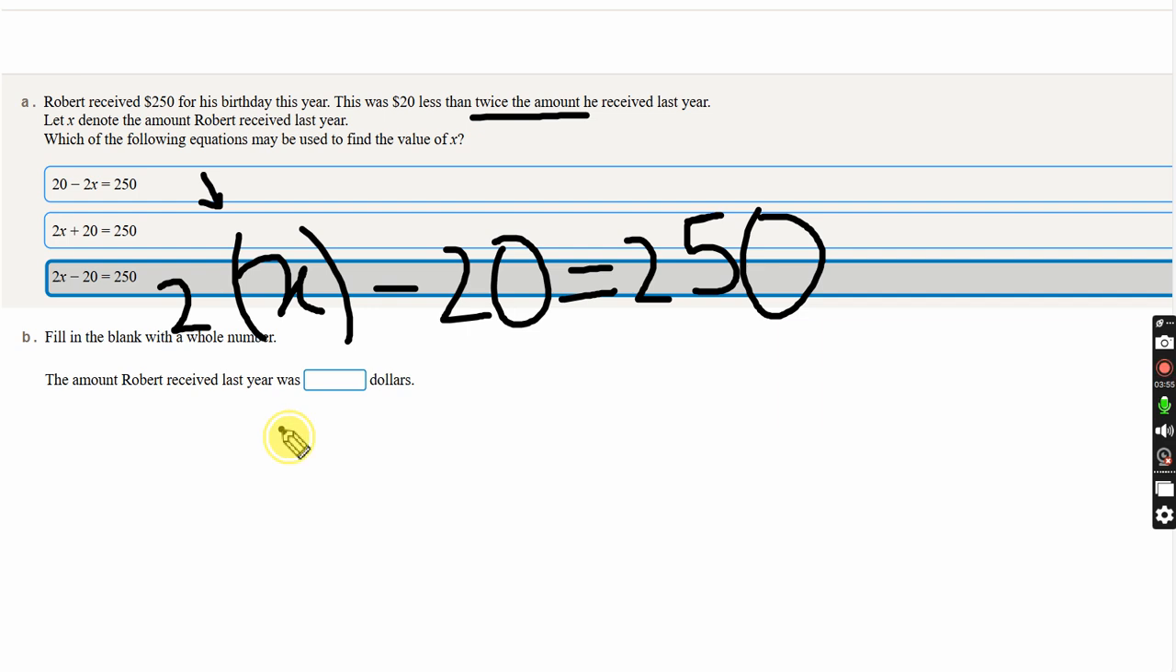For part B now, what do you do? The amount Robert received last year was, now you solve it. So you take this to the other side. It was subtraction. When you take it to the other side, it becomes addition.